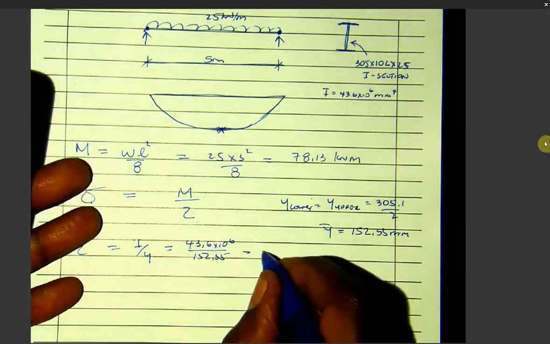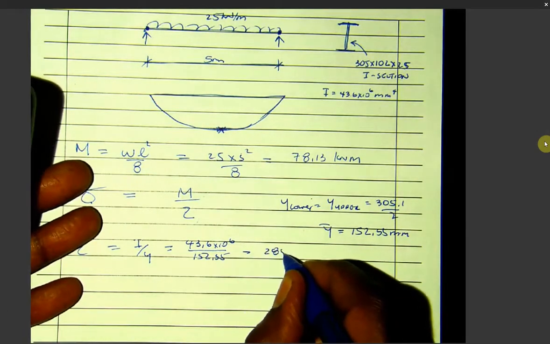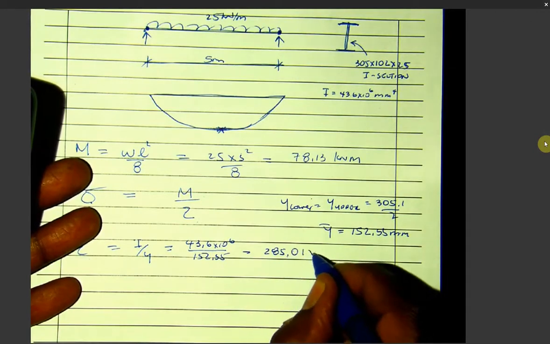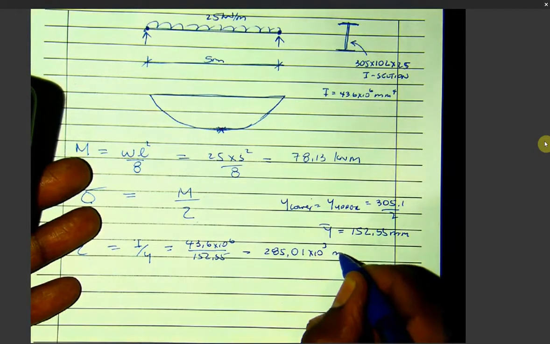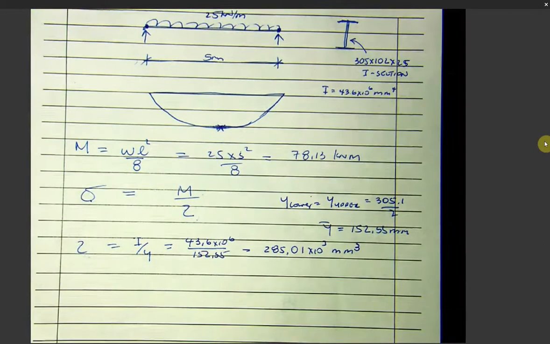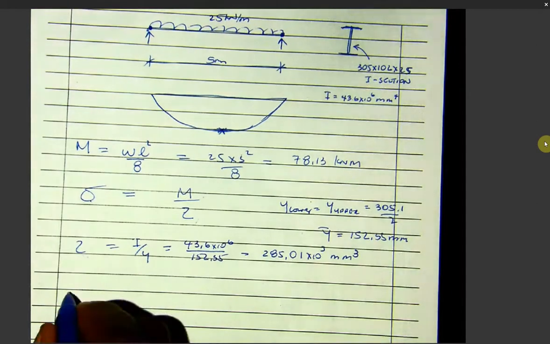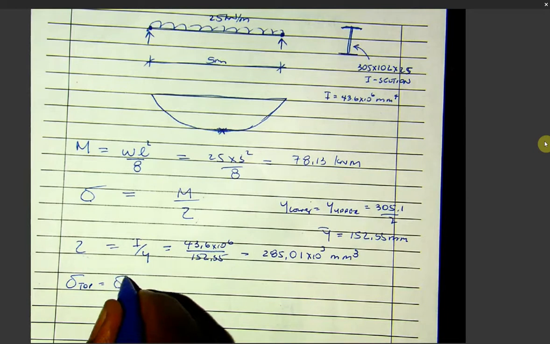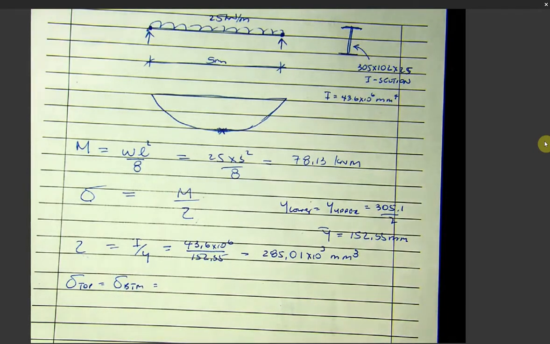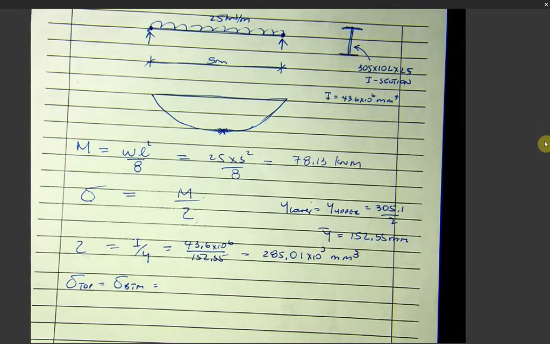Okay, 285,01 times 10 to the power 3 millimeters to the power 3. That is Z. So stress top is equal to stress bottom. Why am I saying that? Because Z top is equal to Z bottom. Why is Z top equal to Z bottom? Because Y upper and Y lower are equal.